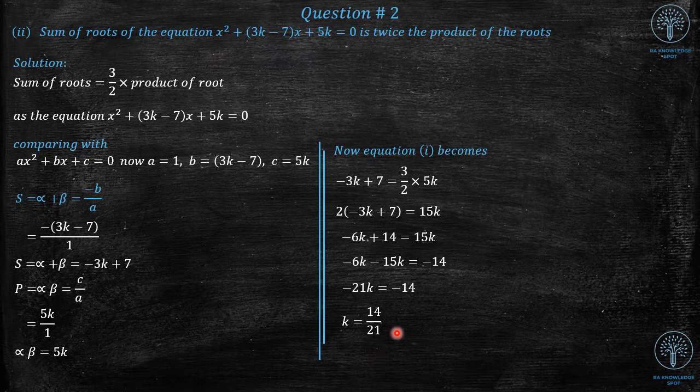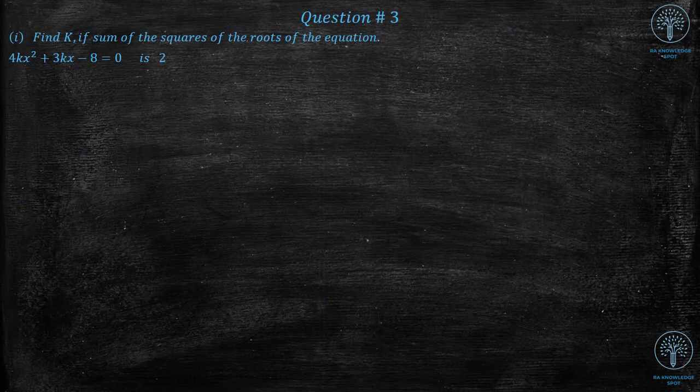I have already told you both questions are actually the same, both parts are the same. The only difference is that here it is 3 by 2 and in the previous question it is twice. Moving towards the next question. Okay, this is question number 3.